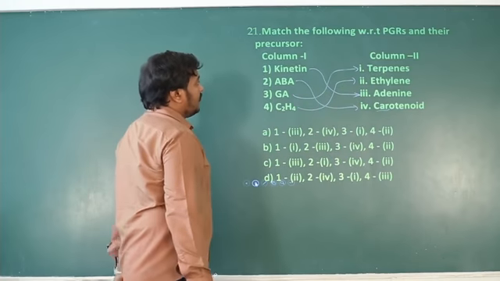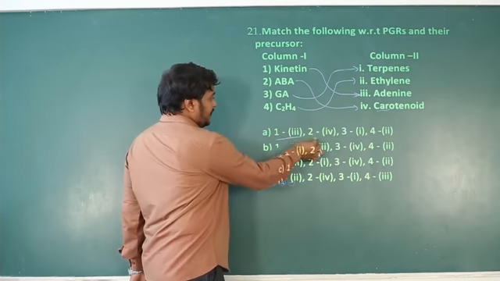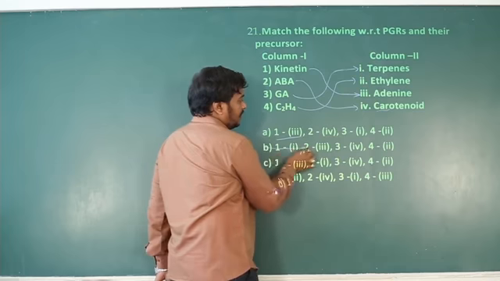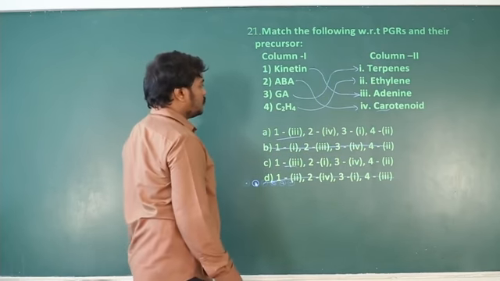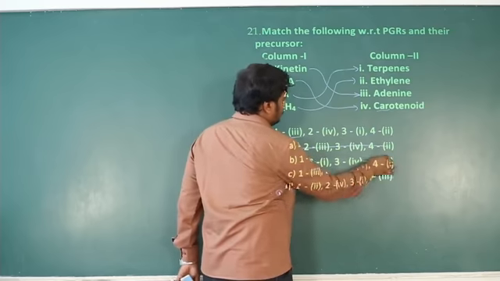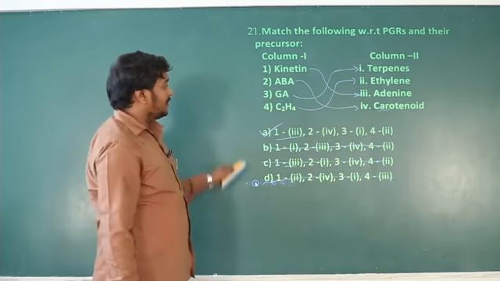So 1, 3. You can eliminate this one, then 2, 4. So you can directly eliminate this, you can choose it. Okay, yeah.